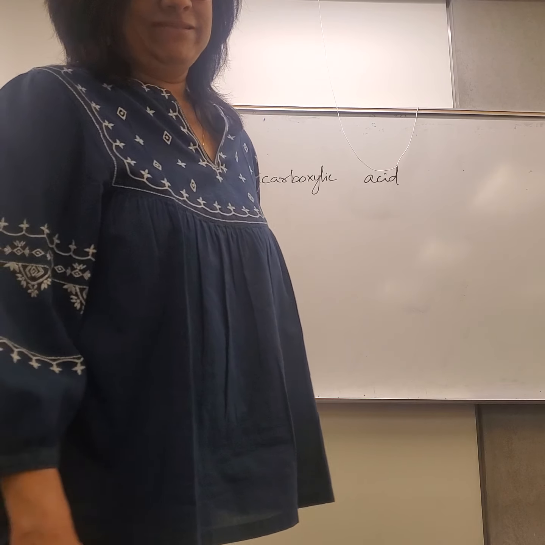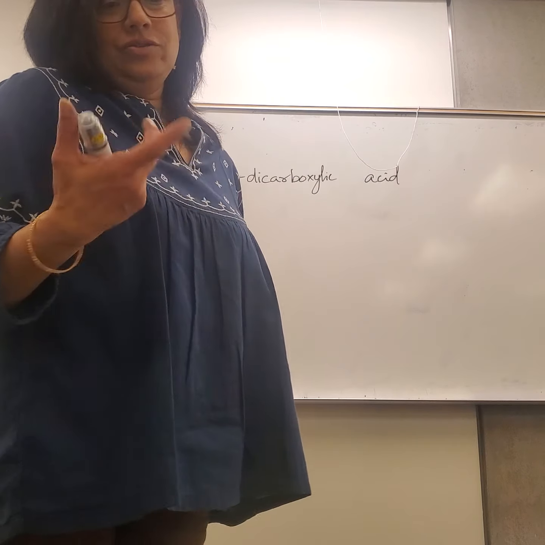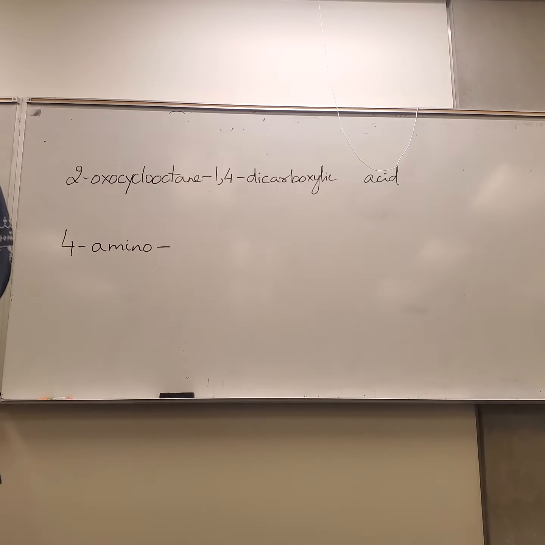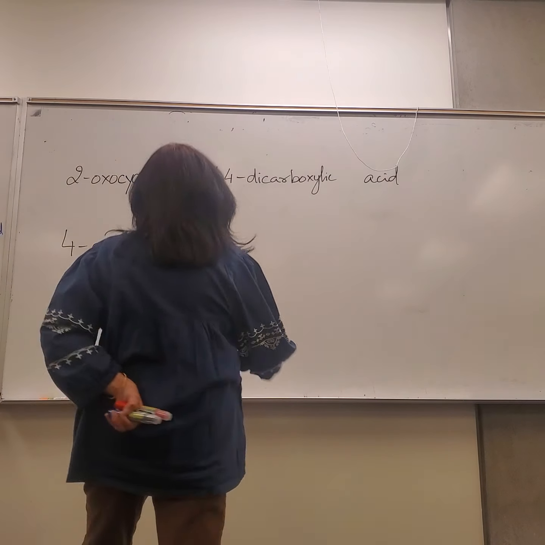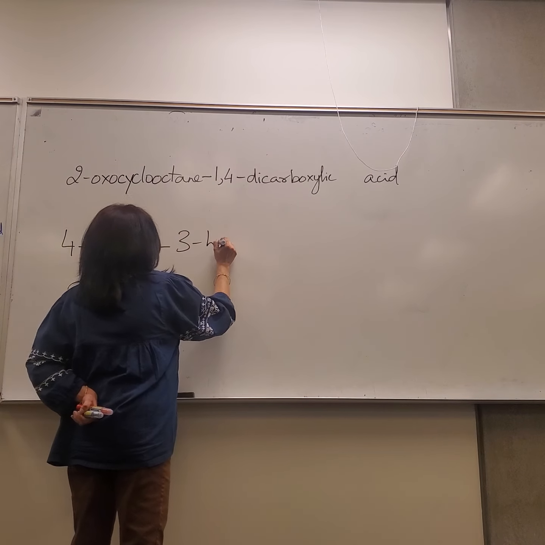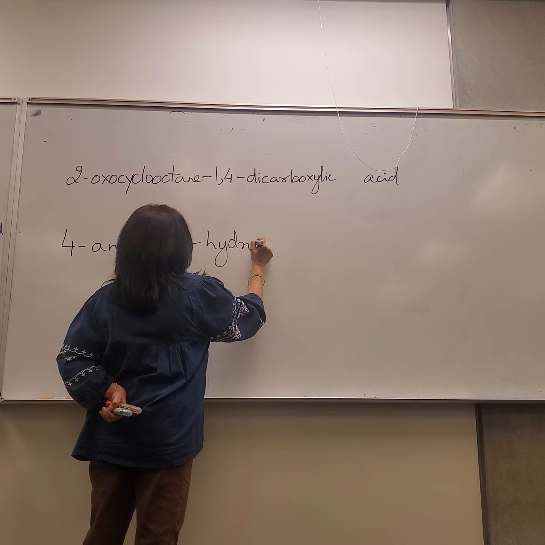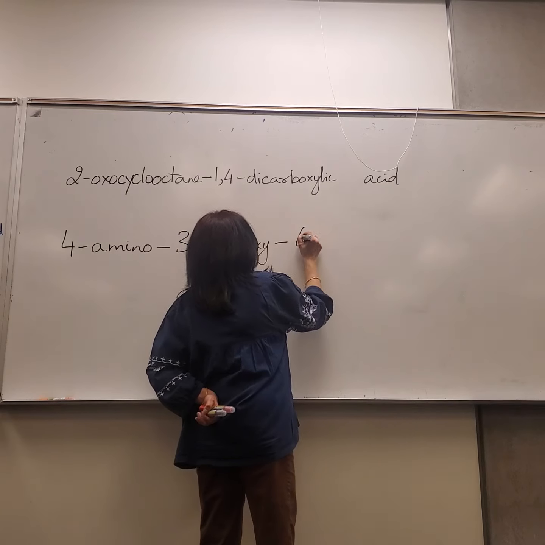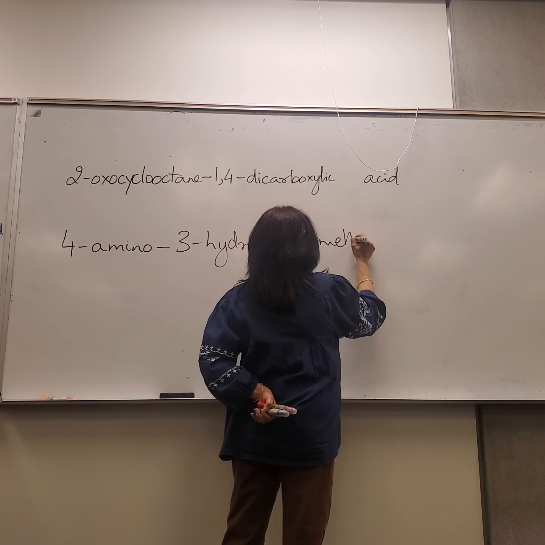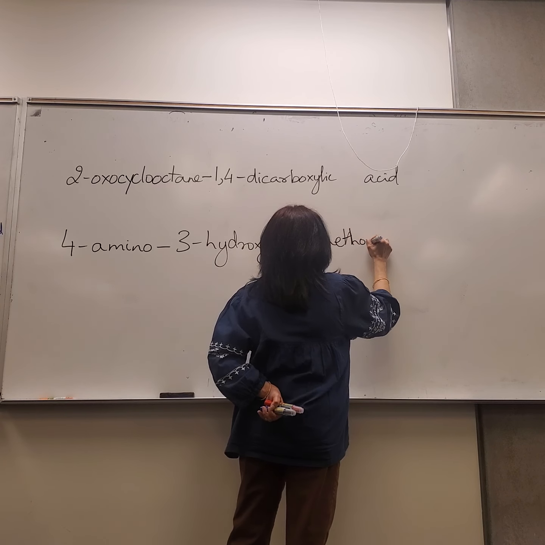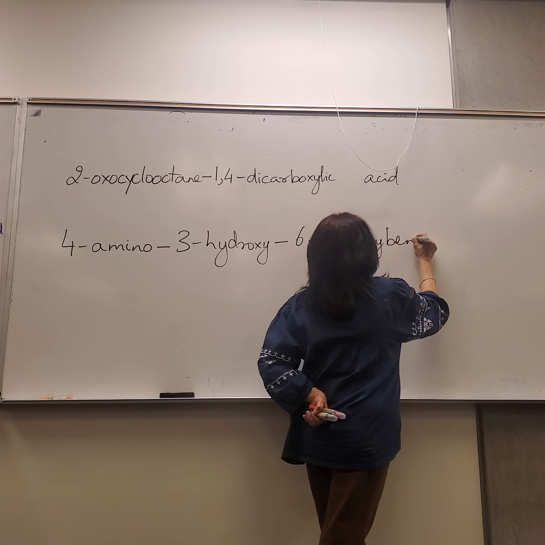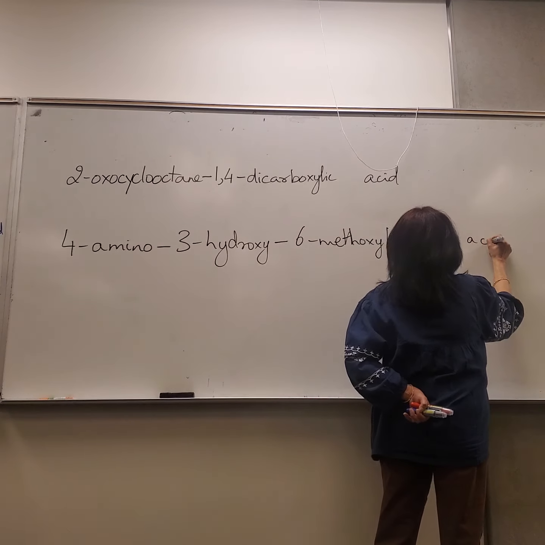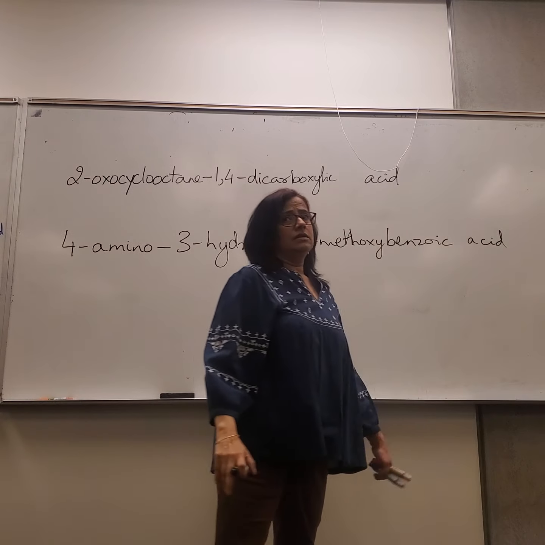3 hydroxy. Is it 3? 1, 2, 3. Okay, and then what's methyl, 6 methyl? Okay, and then what? Benzaldehyde. No, benzoic acid. Oh, I'm sorry, not aldehyde, benzoic acid. But is this correct, guys?